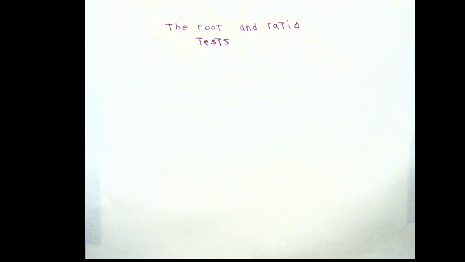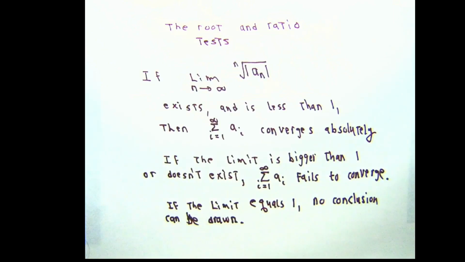Today, I'd like to talk about the last of our convergence tests. This would be the root test and the ratio test. As usual, I'm going to split this up into the what and the why. Right now, I'm only going to be concerned with what these tests say and examples of how to use them. We're going to be thinking about an infinite series, the sum i equals 1 to infinity a sub i.